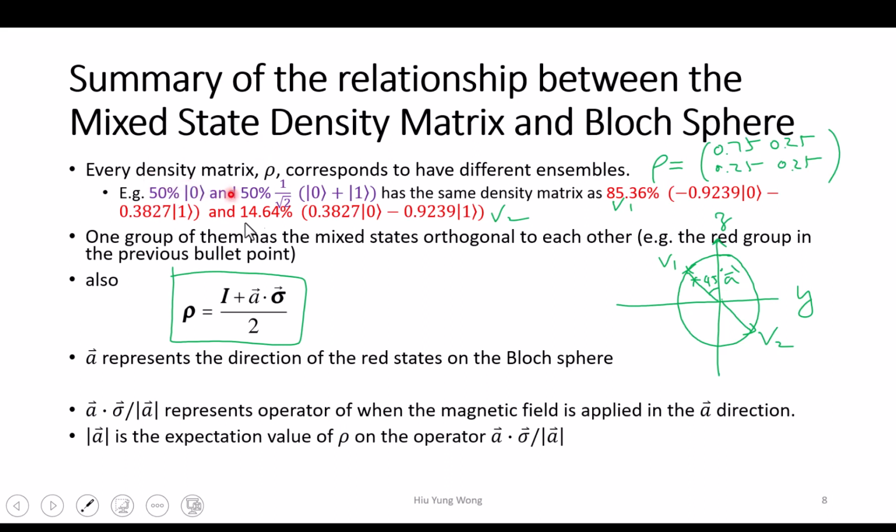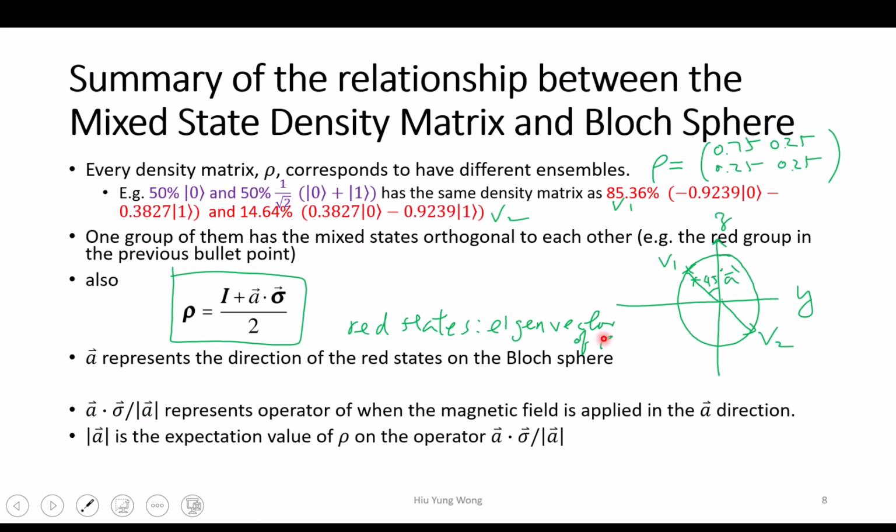For example, this purple one, they are not orthogonal to each other, and they are not along this A direction, but they give you the same density matrix. And one of them is very special, this red state. It is the result of diagonalizing the matrix. Or we just say that they are the eigenvectors of the density matrix.